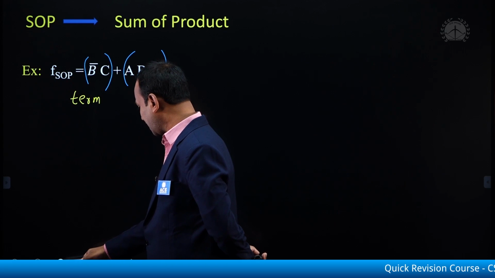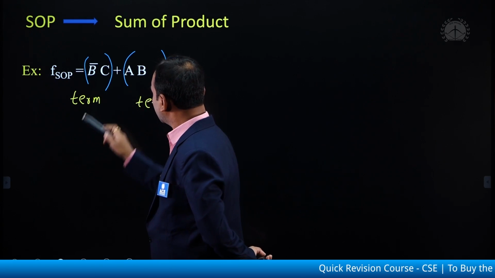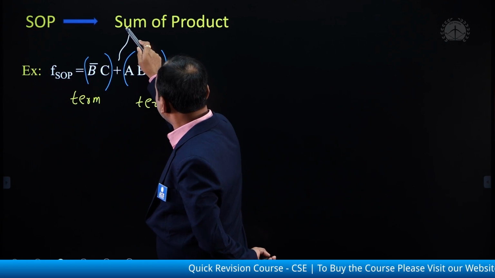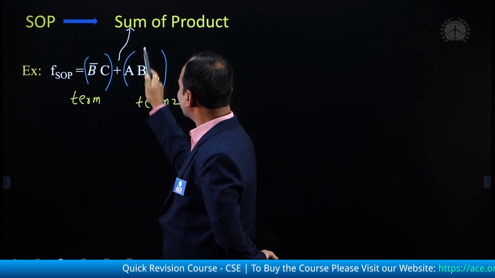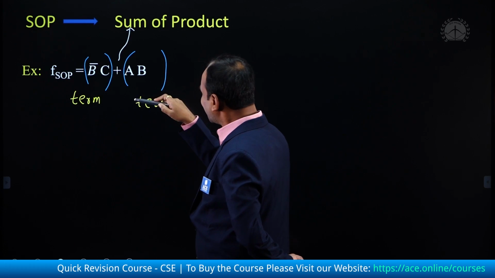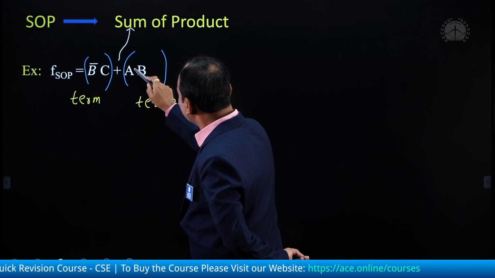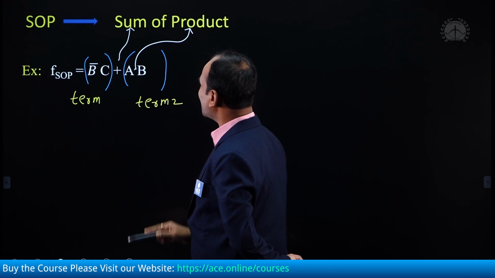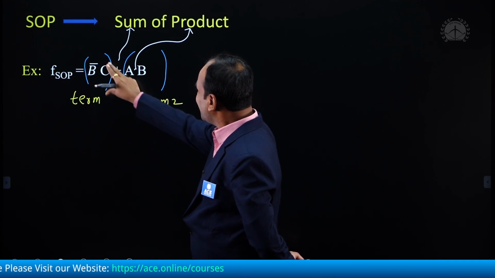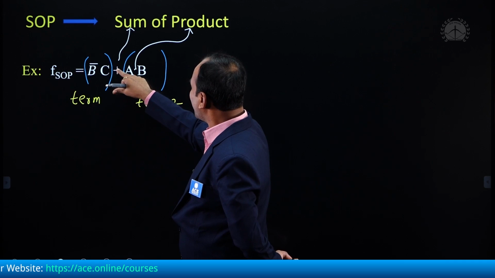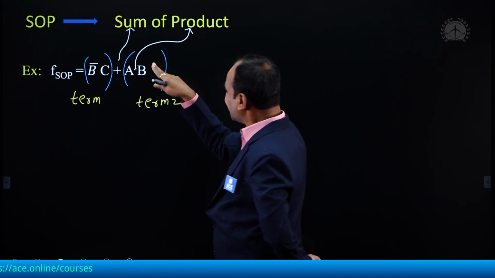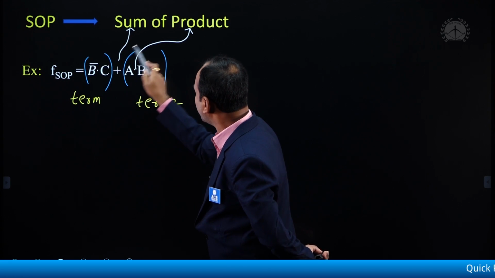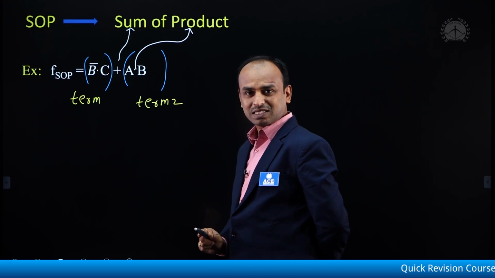Observe here. Between the two terms, the operator is what? Sum. Between the two terms, the operator is sum. Within the terms, between the literals, what is the operator? Product. That is the sum of product. Once more, between the two terms the operator is sum, and within the terms, between the two literals, the operator is product. That is called sum of product.